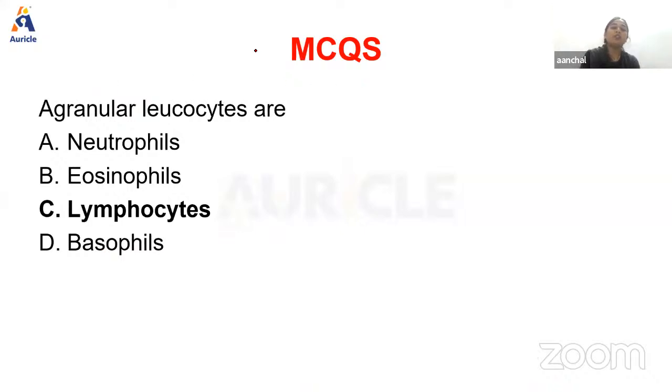Then we have an MCQ, and you have 10 seconds to answer. Agranular leukocytes are which of the following? Neutrophils, eosinophils, lymphocytes, and basophils. The answer is already highlighted, but still I'm giving you 10 seconds to just read it once. Yes, the answer is lymphocyte.